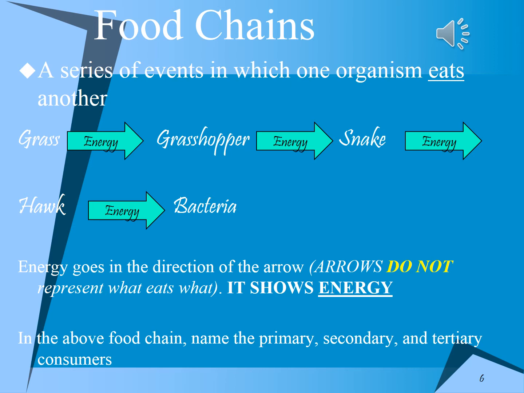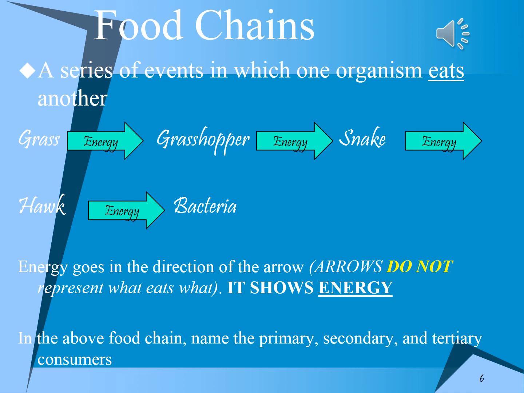Here you have grass. The grass's energy is transferred to the grasshopper. The grasshopper's energy is transferred to the snake. The snake's energy is transferred to the hawk, and the hawk's energy is transferred to the bacteria. Therefore, energy goes in one direction, and that is the direction of the arrows. The arrows do not represent what eats what, and that is the most common misconception.